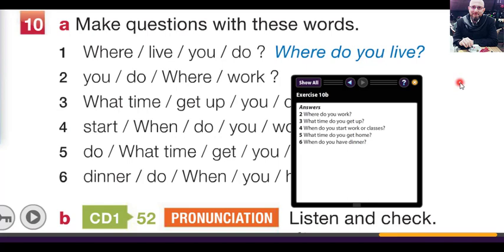When you answer, answer in a full sentence. So you practice how you speak English. When people say, where do you live? Don't say, in Beylikdüzü. No, say, I live in Beylikdüzü. I work in. What time do you get up? I get up at 7 o'clock. When do you start work or classes? I start work at, I start classes at, okay?